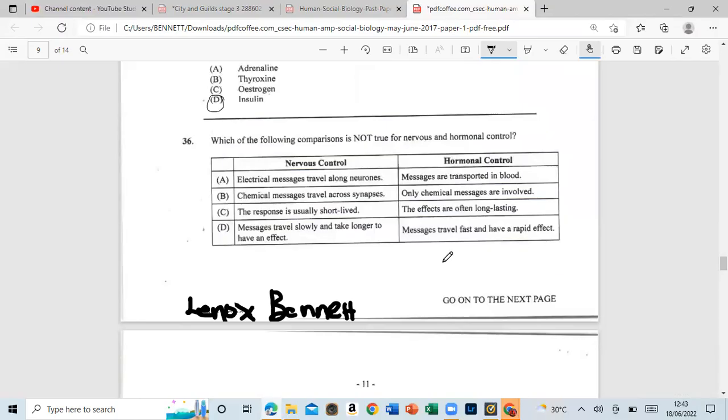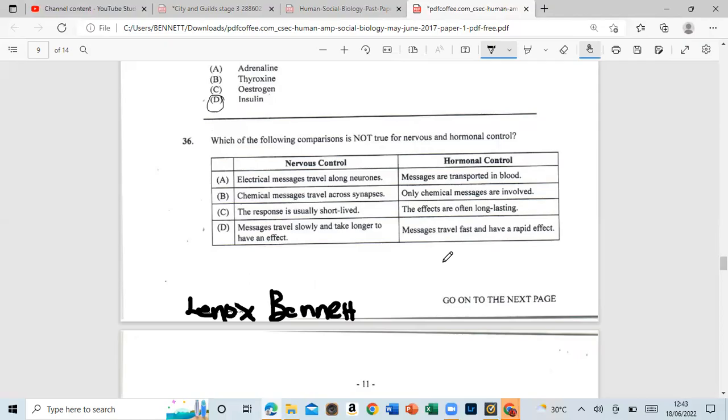Which of the following comparisons is not true of nervous and hormonal control? A, electrical messages travel along neurons. That's correct. Messages are transported in the blood, yeah? B, chemical messages travel across the synapses. Yeah, that's true. Only chemical messages are involved.